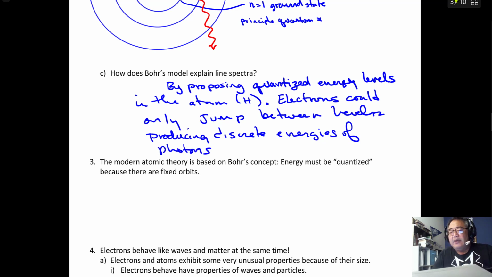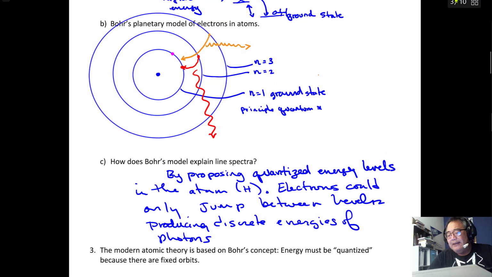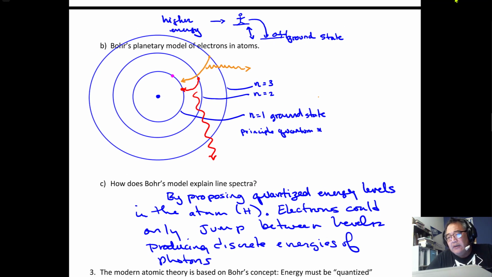Now, I want to say one other thing, because I've only talked about light being emitted. It turns out they only absorb certain wavelengths of light too, so when you pass light through them, electrons have to jump from a low energy level to a high energy level like this, and they absorb that same wavelength of light that they would emit.